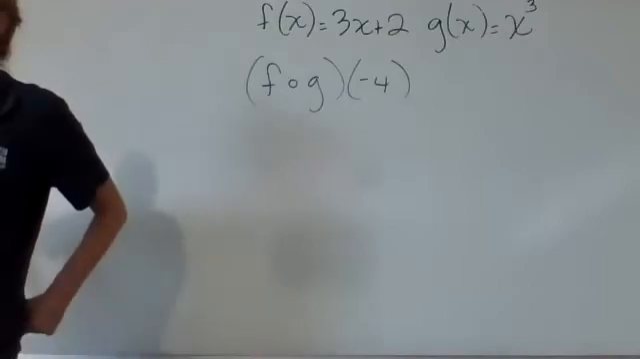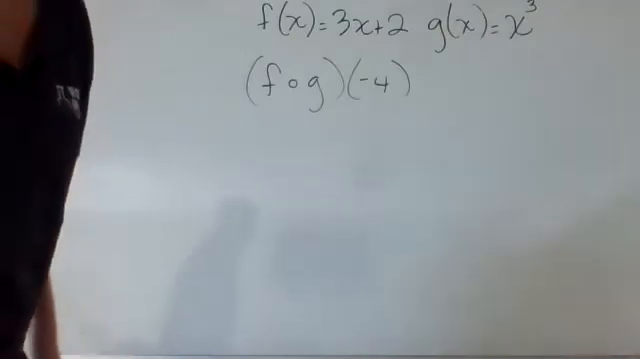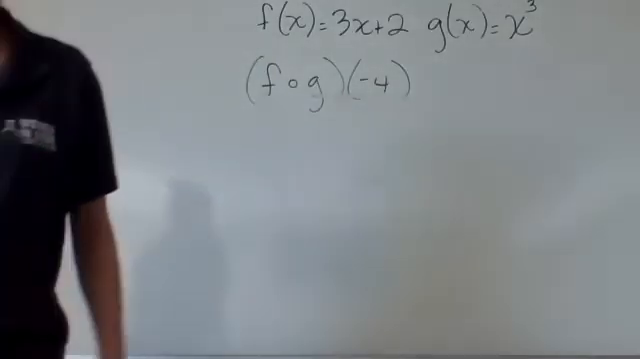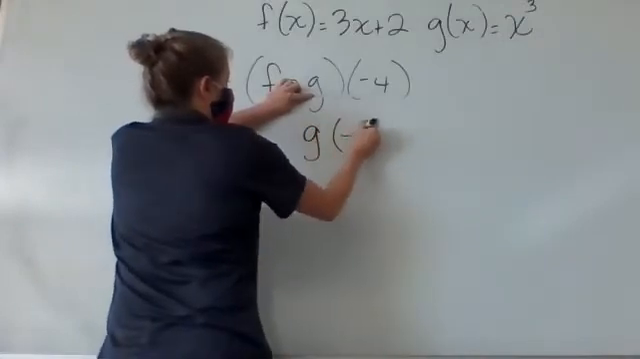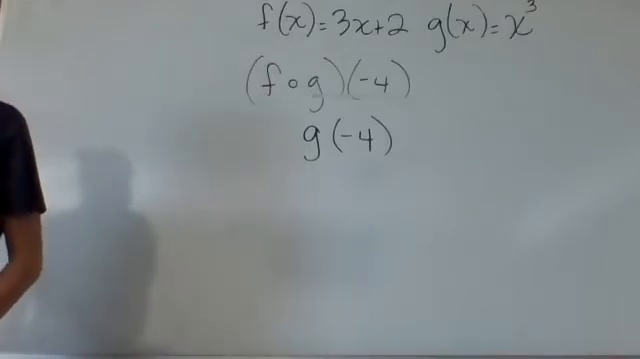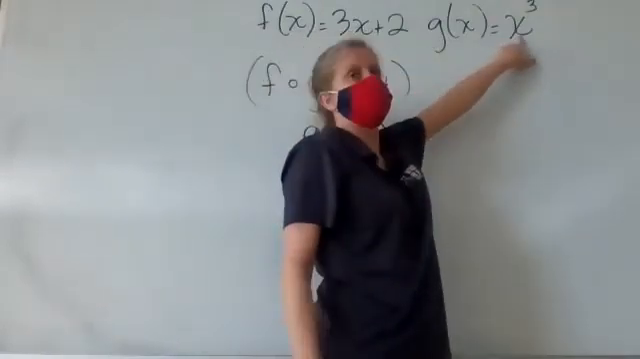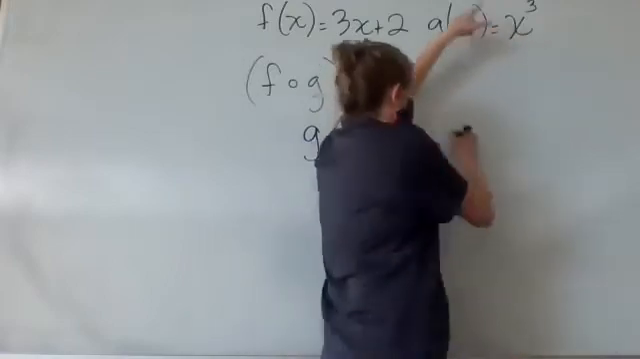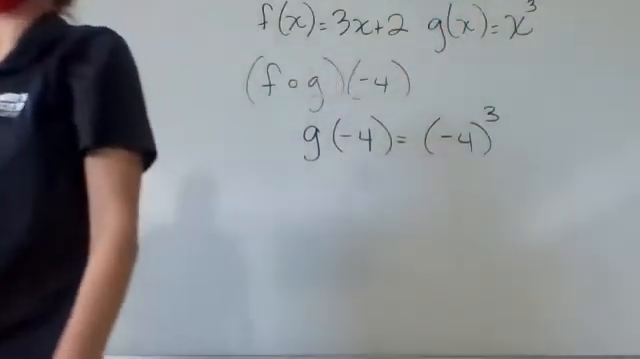Same steps. Find whatever's in the inside position first. So I'm finding g of -4. Which means go to g. Wherever you see an x, you're going to put a -4. So I see an x right here. So I'm going to replace it with -4. And then it says to cube that. Raise it to the third power.